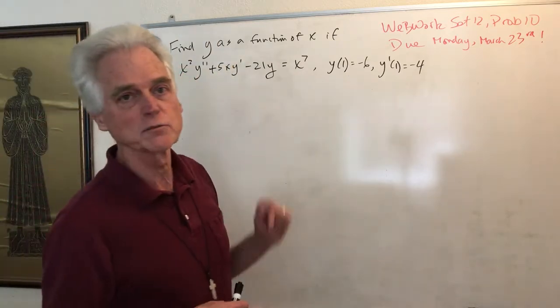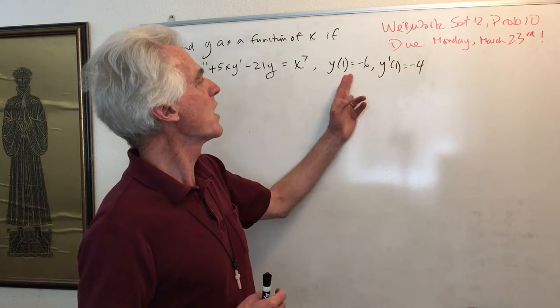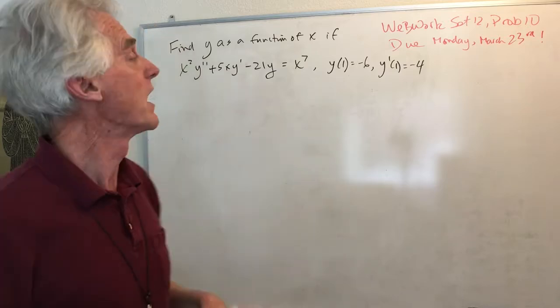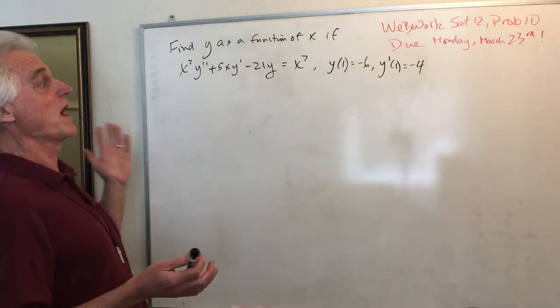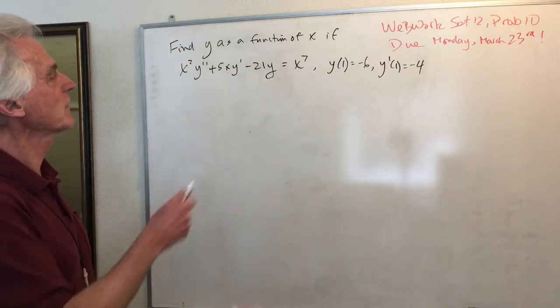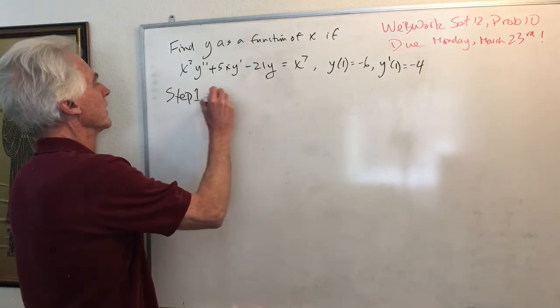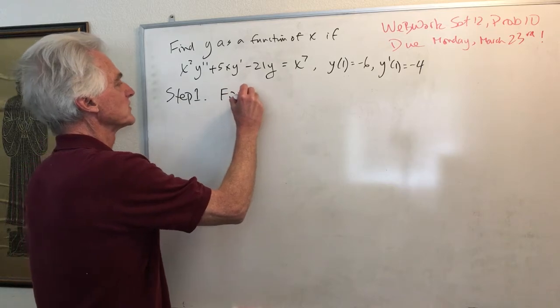It's an initial value problem. And you notice this y of 1 is negative 6, not y of 0. And we'll see a little bit why later. But how do we solve something like this? Well, step 1 is find the general solution.